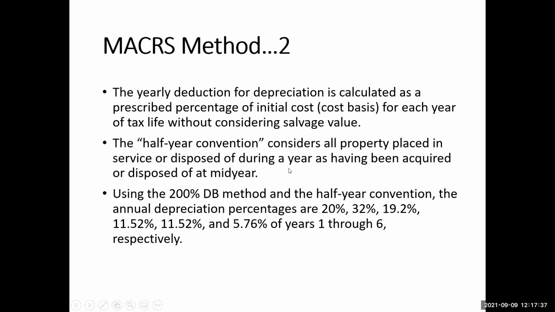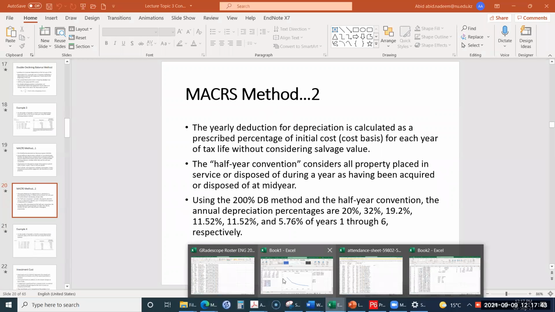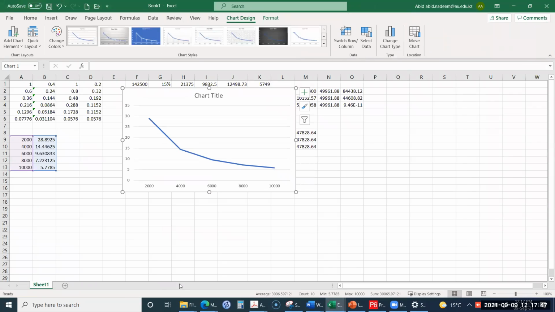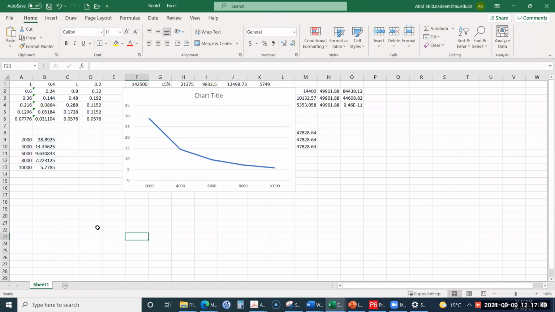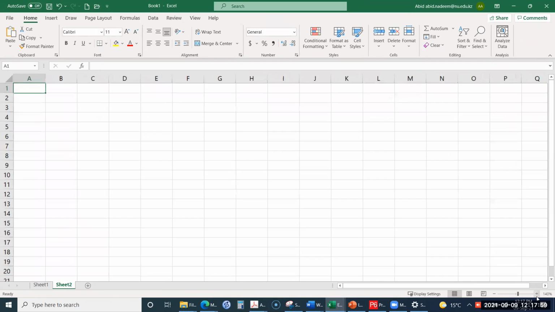So maybe I can just illustrate how these percentages have come. So maybe I can open Excel. Okay, some Excel over here. Yeah. So for example, here I have made these calculations. Can you see the Excel?